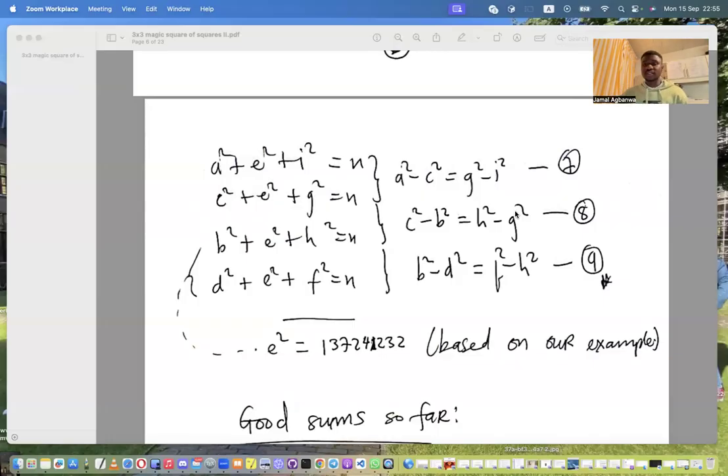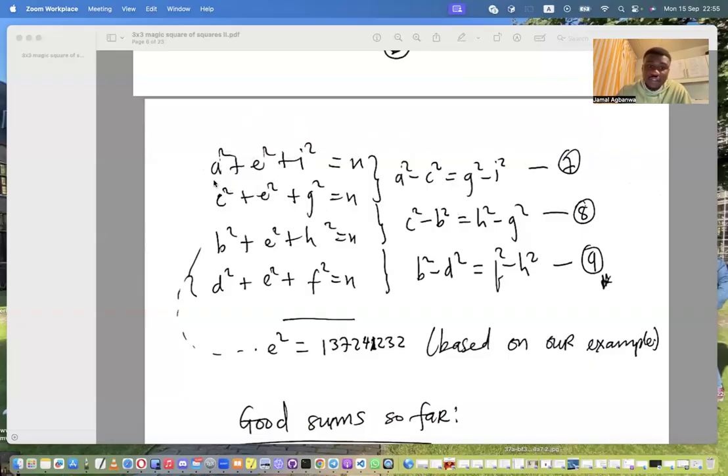So what's happening is you are solving things by proxy. When you flip things a bit with equation 7, you have a squared plus i squared equals c squared plus g squared. And when you come here and do a bit of operations, you find out that that same c squared plus g squared is also equal to h squared plus b squared. Once you achieve all of these equalities, you find out that the sum of a squared plus i squared and that of c squared plus g squared are the same thing.